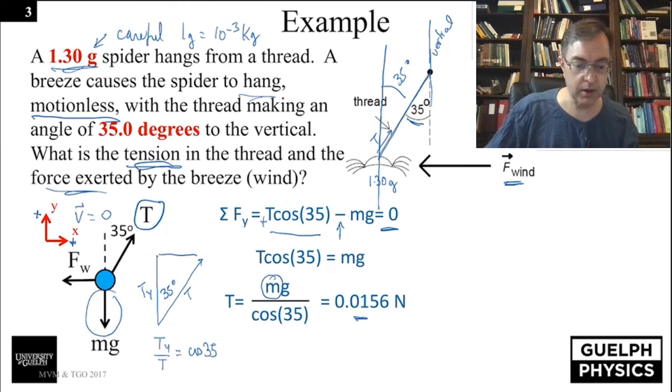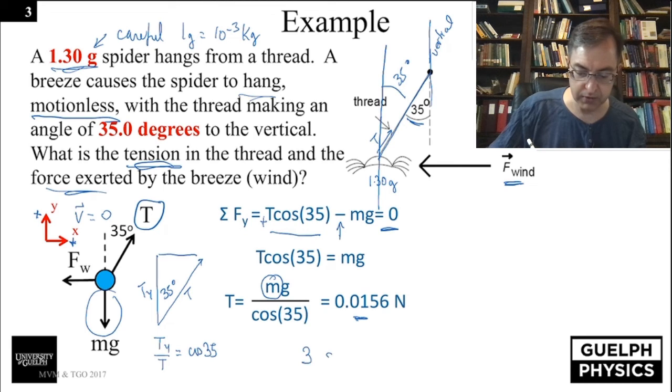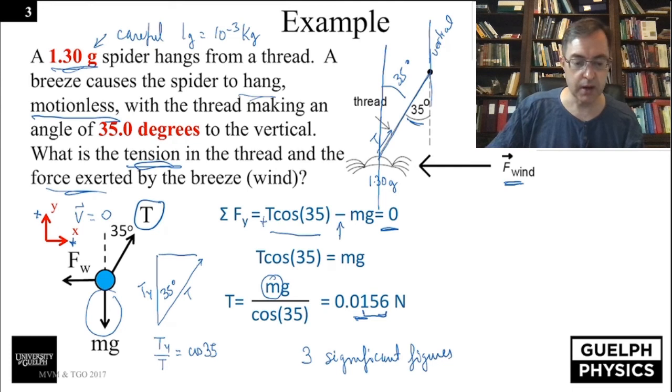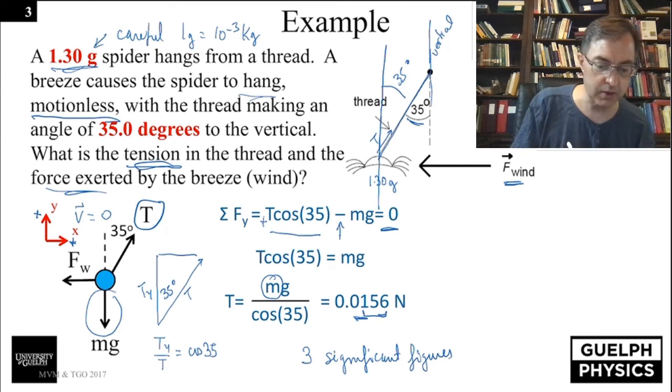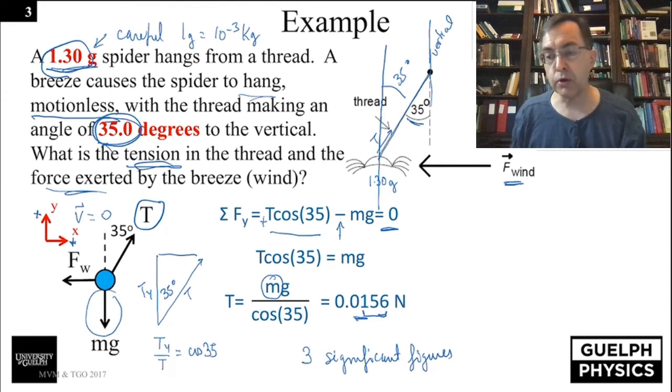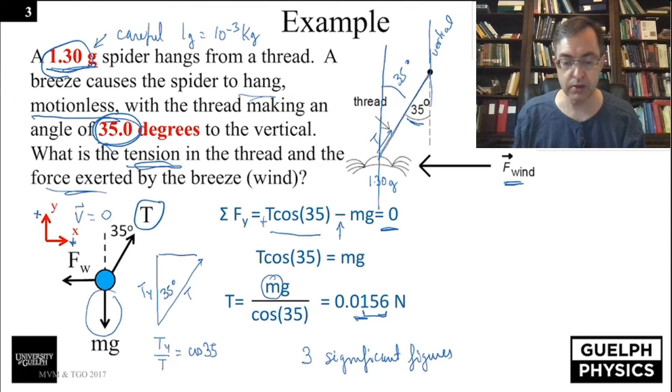Another point to note here is a question about significant figures. So the answer in this question is to 3 significant figures. Okay, 1.56, there's 3 significant figures there. And the reason for that is because if you look at the question, all the numbers in this question, 1.30 and 35.0, are all to 3 significant figures. And so that gives you the hint as to how many significant figures are expected to be kept in your answer. Okay, so that's for the y component. And so from the y component of motion, we get the tension.